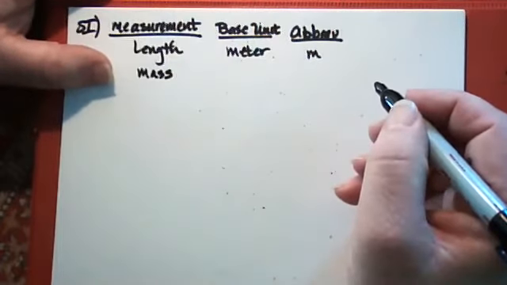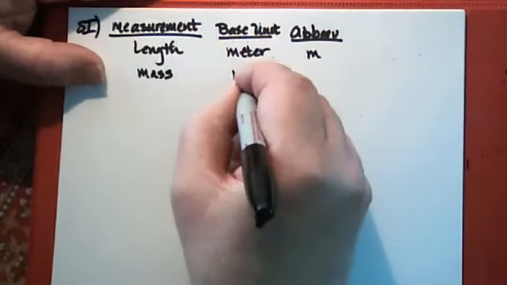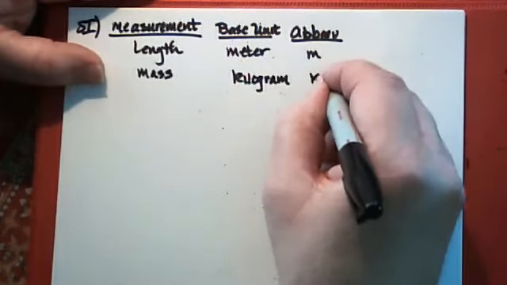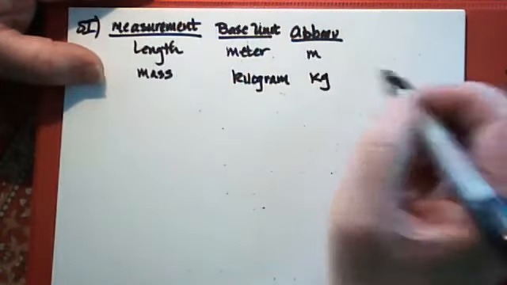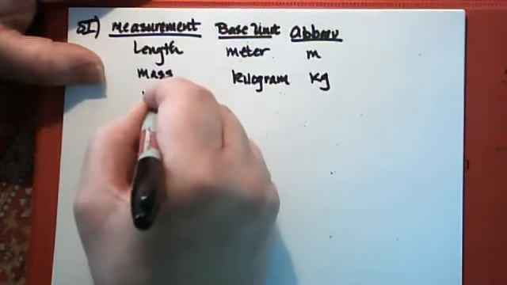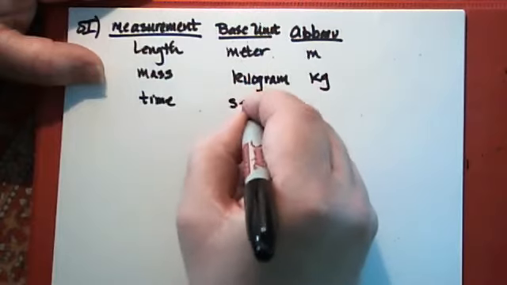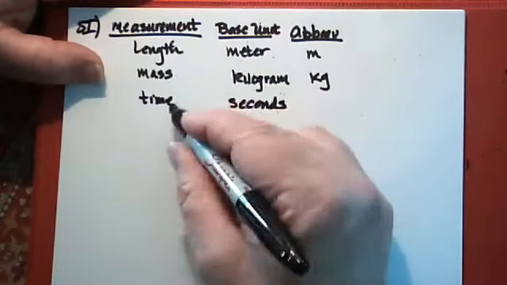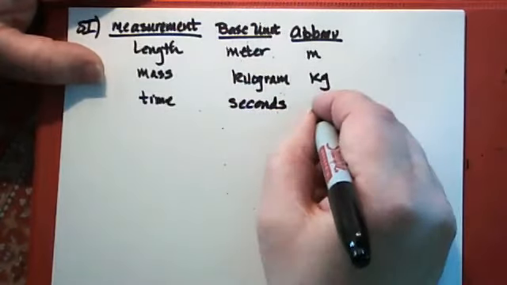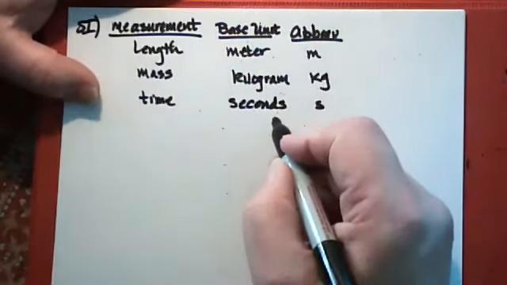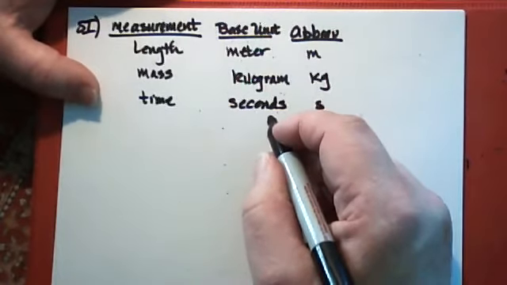For mass, the official metric unit would be kilogram, and the symbol is just kg. It's hard to convey it, but that's a lowercase k. A kilogram is about 2.2 pounds, by the way. Time has the official unit of seconds, for which the abbreviation is just a lowercase s. Seconds in the metric system is actually the same as seconds in the English system. They haven't managed to decimalize time yet.